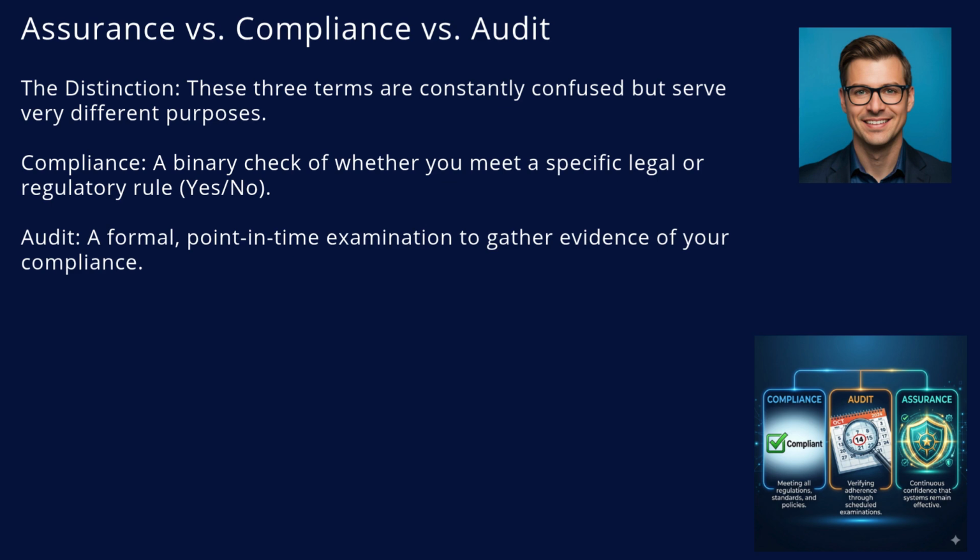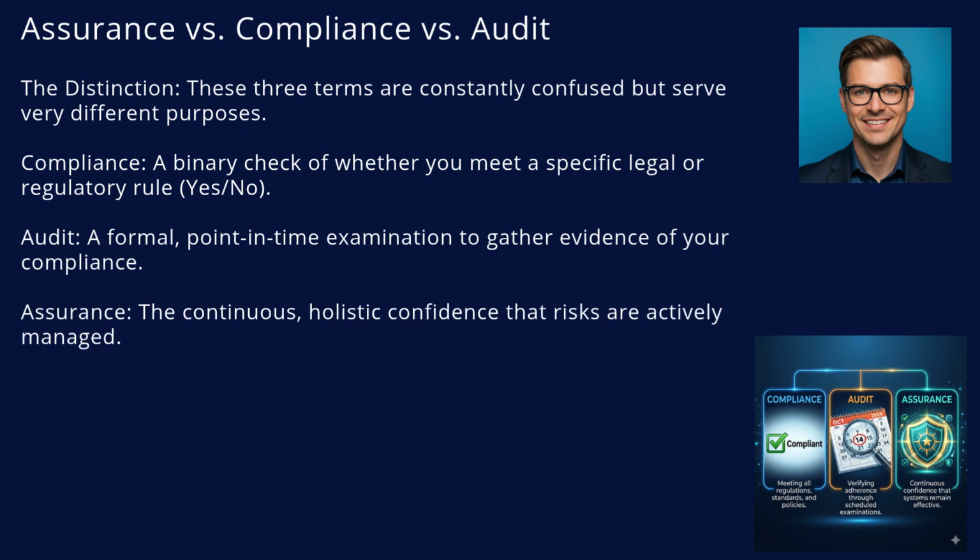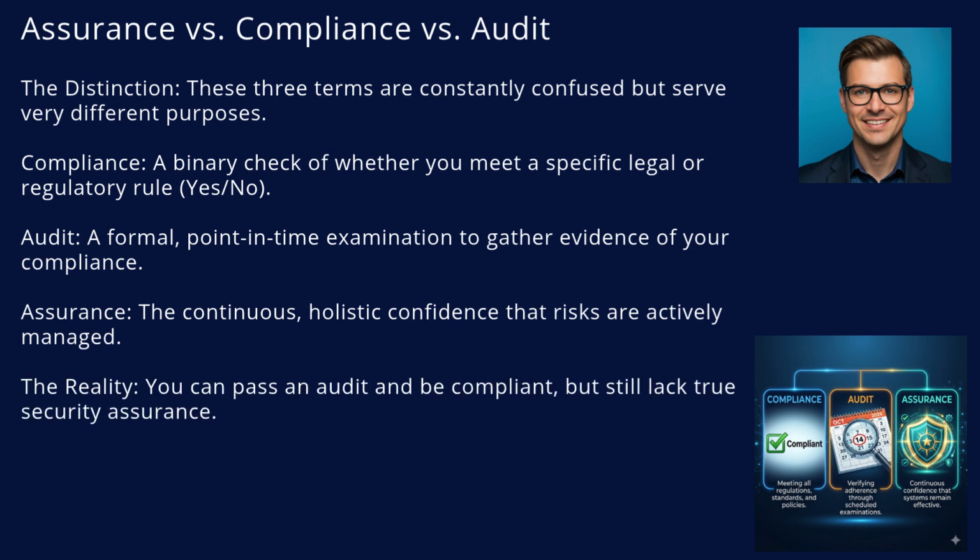An audit is a formal, point-in-time examination. It is the activity where an internal or external inspector comes in for 2 weeks to gather evidence to prove your compliance. Assurance, however, is the continuous, holistic confidence that your risks are being actively and effectively managed every single day, not just when the auditors are looking. The terrifying reality of our industry is this: you can pass an audit and be 100% compliant on paper, but still suffer a devastating breach because you lack true, continuous security assurance.